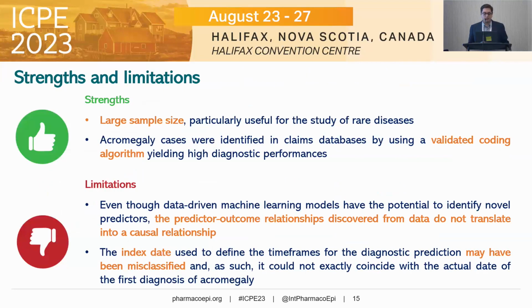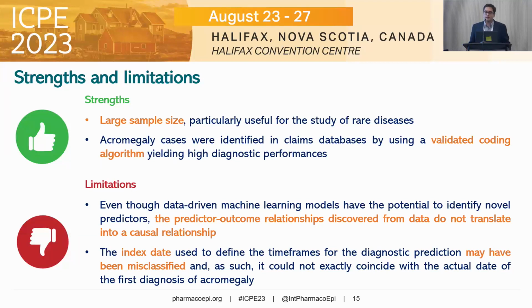This study has some strengths and some limitations. Concerning the strengths, we should acknowledge the large sample size, so we had the opportunity to work with more than 5 million patients, and this is particularly useful for the study of rare diseases in which the number of affected patients is very small. We should also acknowledge that we identified acromegaly cases in claims databases using a validated coding algorithm which yielded high diagnostic performances, and this has likely reduced the risk of misclassification in identifying acromegaly patients.